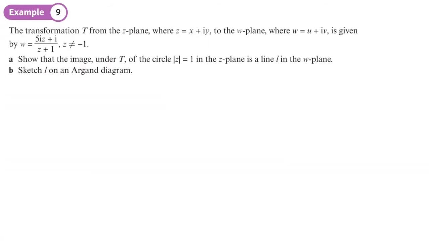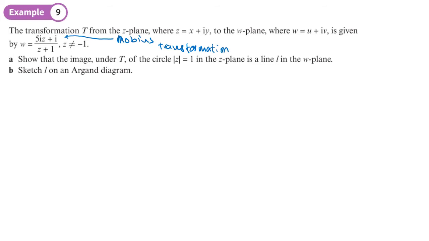So here we've got this transformation T from the Z plane to the W plane, given by this. This is an example of what we call a Mobius transformation. So I'll just write that down. Mobius transformation.